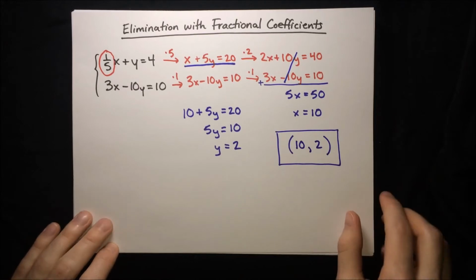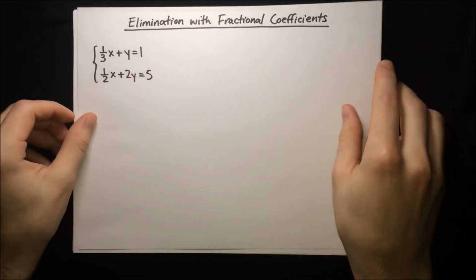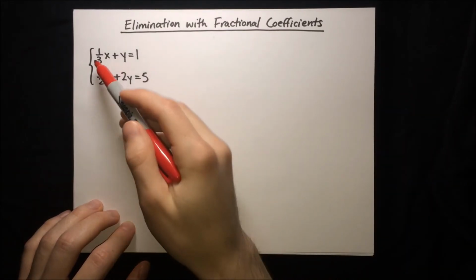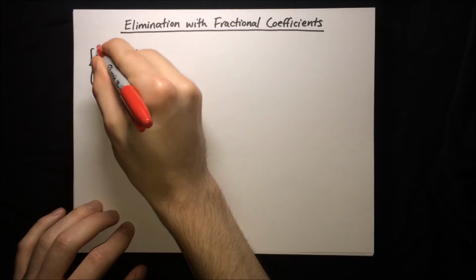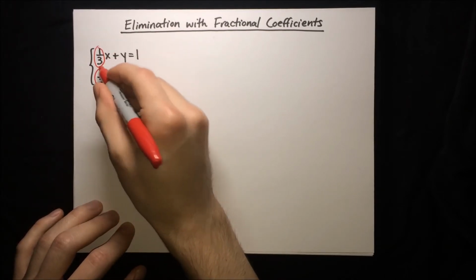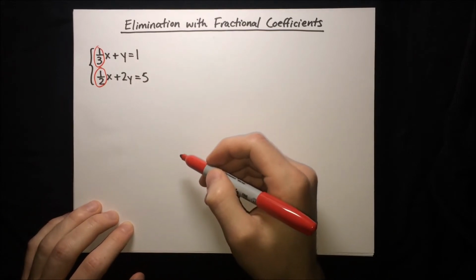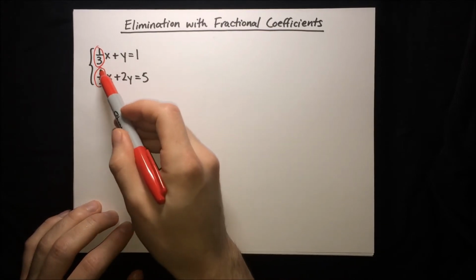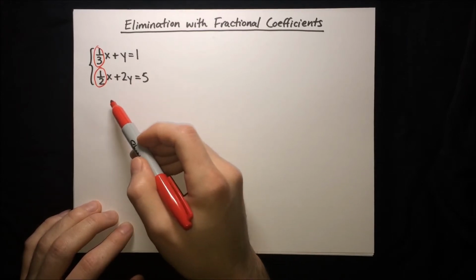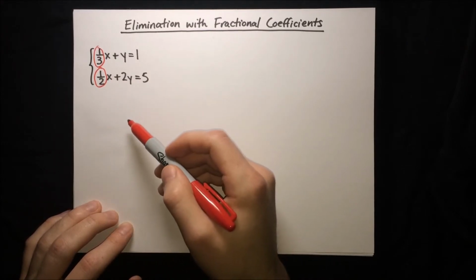Let's do another example. Here's another system of linear equations with fractional coefficients. We've got this 1/3 on the x in the top equation and a 1/2 on the x in the bottom equation. And again, we don't want to carry this 1/3 and this 1/2 through our elimination computations because that would defeat the whole purpose of elimination, which is not to deal with fractions.